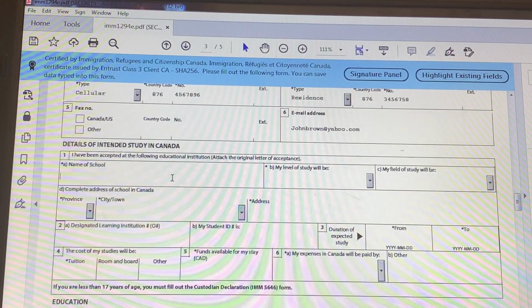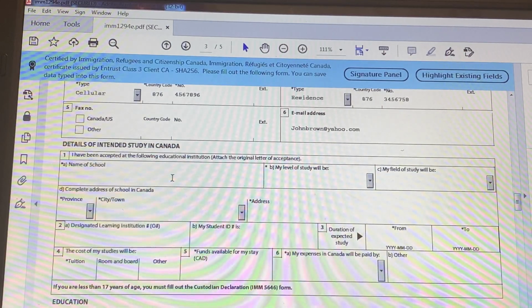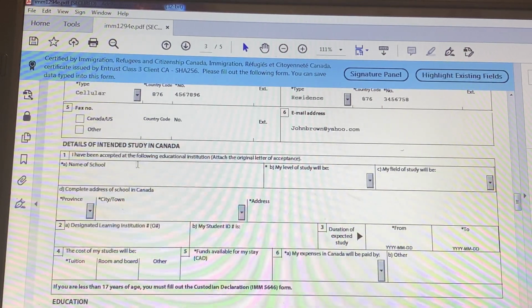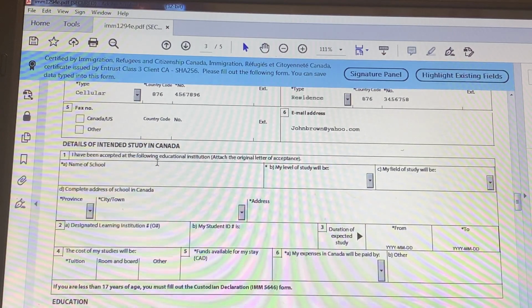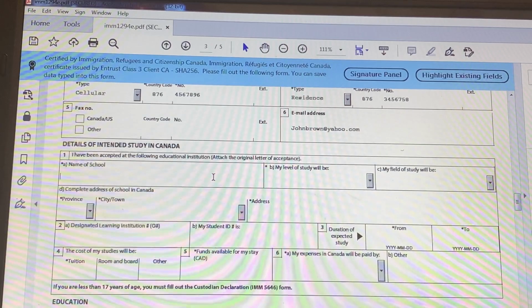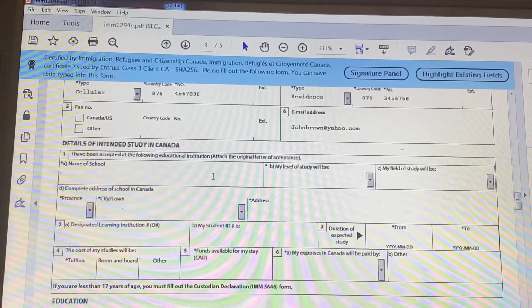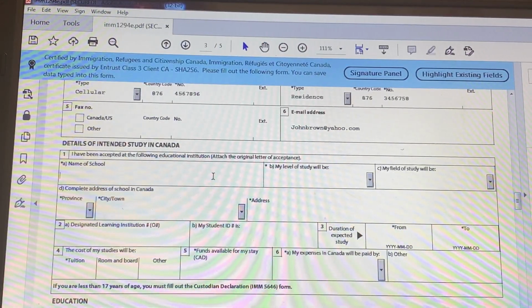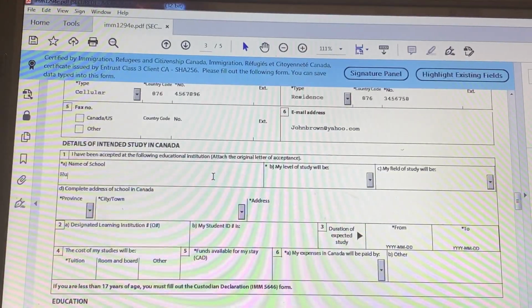Now, it asks you for the name of the school. This is the name of the school that you've been accepted to. Okay, guys, and it gives you a little description here. I have been accepted at the following educational institution. Attach the original letter of acceptance. Now, let's pick a school out of the bag. Let's pick Umber College.